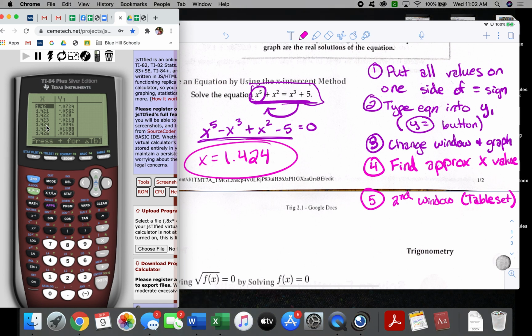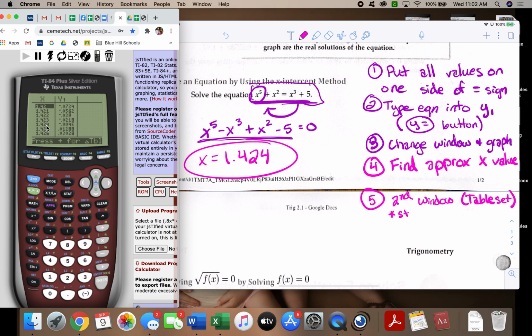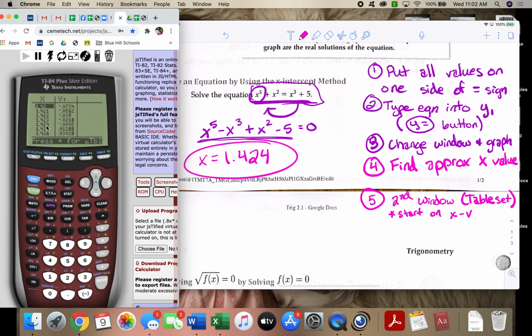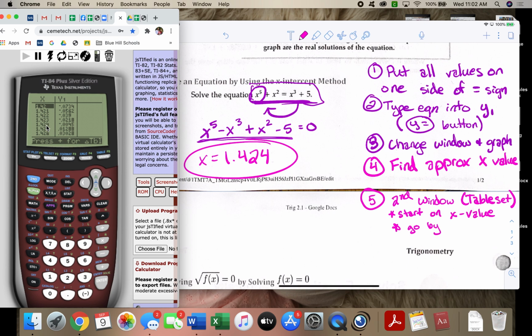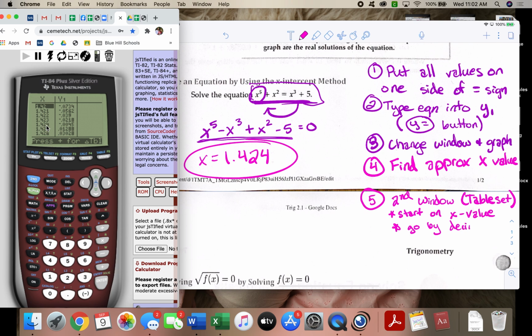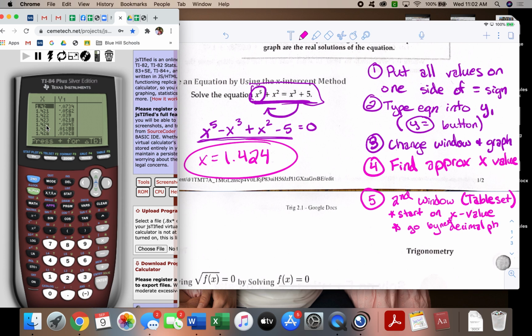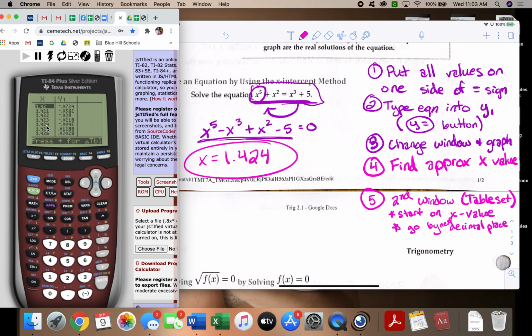And I'm going to say start on the x value, and go by whatever decimal you want. I'll go by next decimal place. So you can get it a further decimal place out. All right? Does that make sense? And that will give you a really, really close approximation for your x.